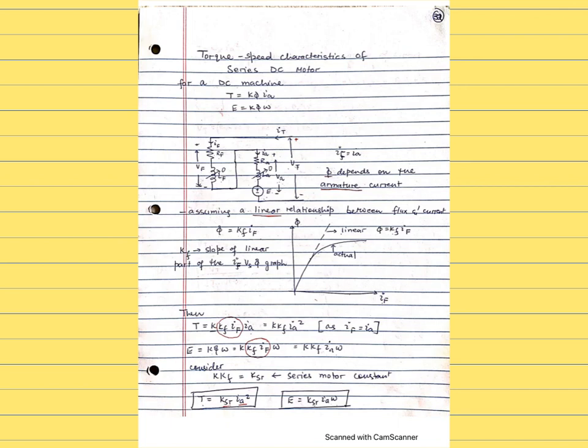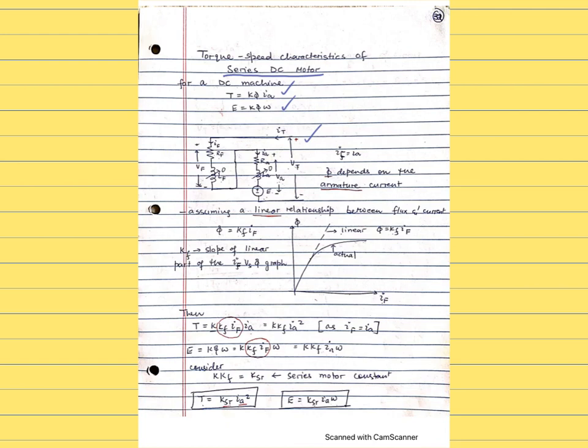Okay, we're now at the DC series motor. For a DC machine, these two equations are developed at the very beginning. This is the circuit for the DC series machine. You can see that both the windings, the armature and the field winding, are connected in series, and the current flowing through each winding is the same. That is how the field produced by the field winding depends on the armature current.